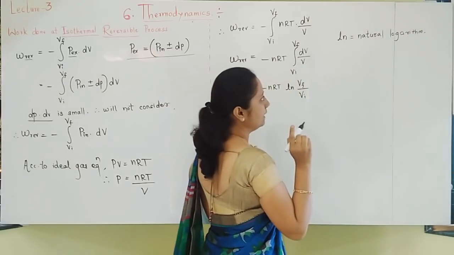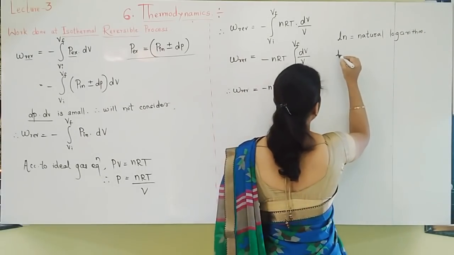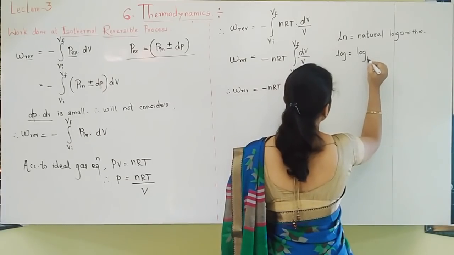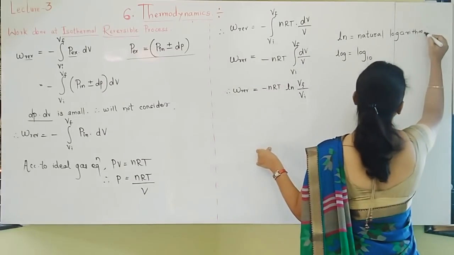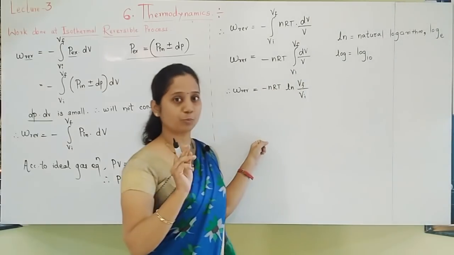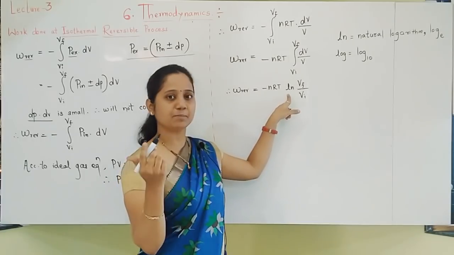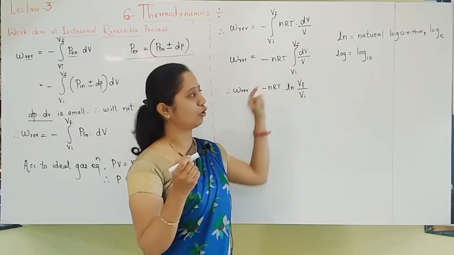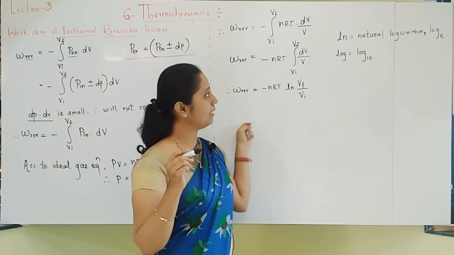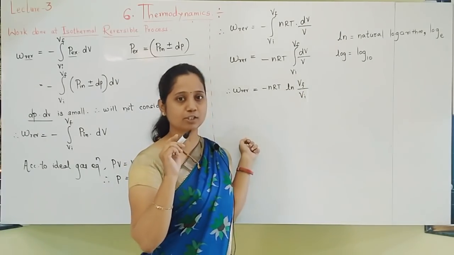ln is to the base e, that is natural logarithm, and log is log to the base 10. This is log to the base e. Okay, this difference you should be knowing. I am writing ln. What is the meaning of ln? ln means natural logarithm. Natural logarithm is always to the base e, and log when we write, that is log to the base 10.